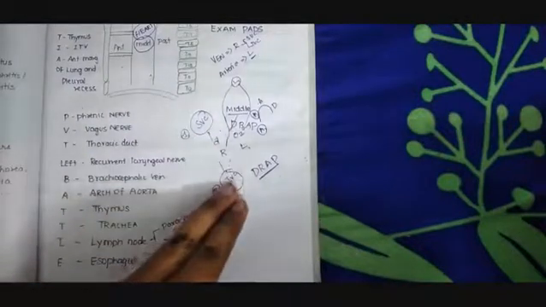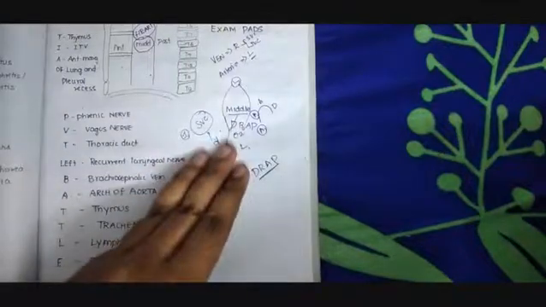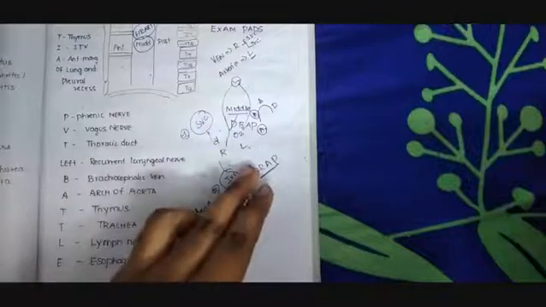Why I said all this is because the structures which I mentioned now form the content of the middle mediastinum. That is the superior vena cava, the inferior vena cava, the pulmonary trunk, the pulmonary artery, the pulmonary vein, and the aorta. All these structures form the content of the middle mediastinum.